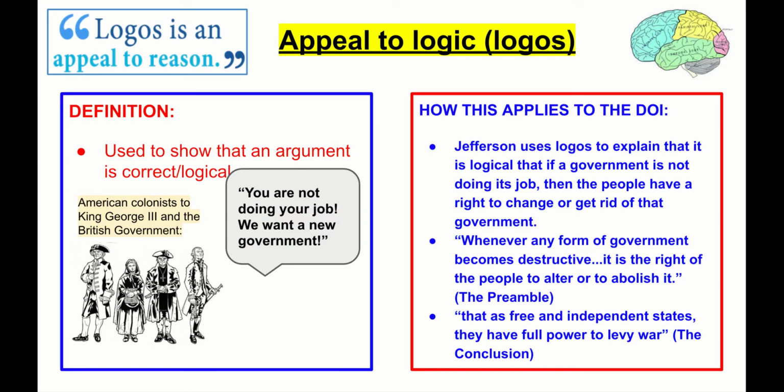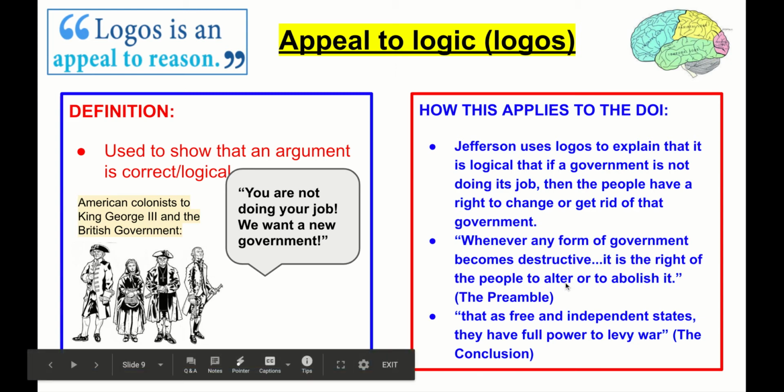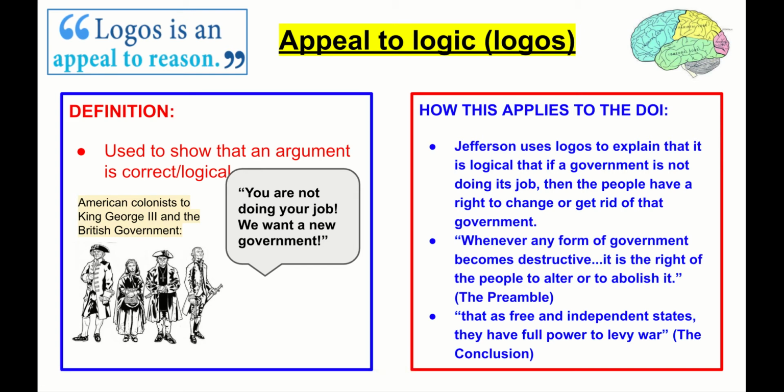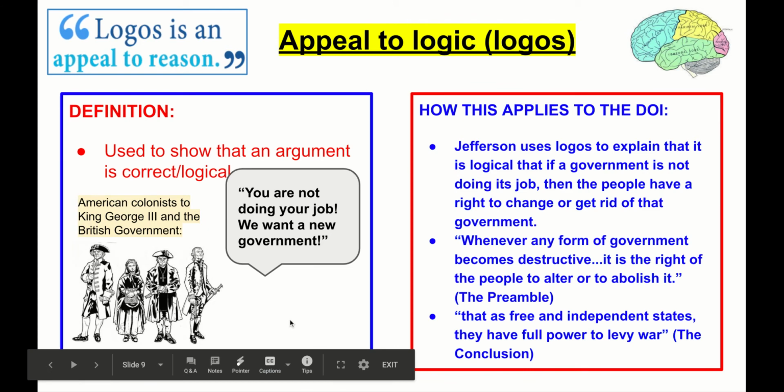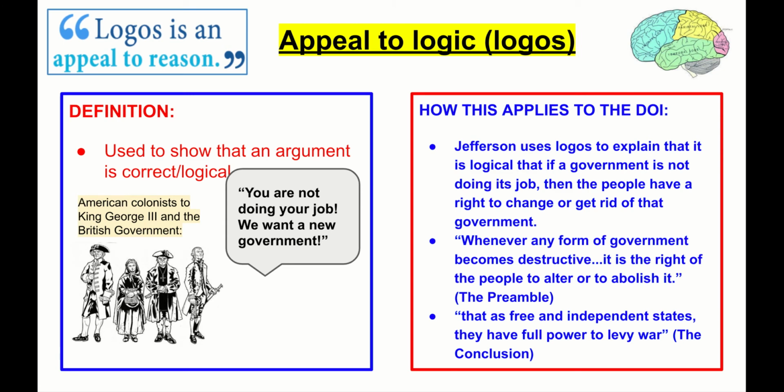Next, we have appeal to logic, or logos. Definition: used to show that an argument is correct or logical. How this applies to the Declaration of Independence: Jefferson uses logos to explain that it is logical that if a government is not doing its job, then the people have a right to change or get rid of that government. Here's a quote from the preamble: whenever any form of government becomes destructive, it is the right of the people to alter or abolish it. And another quote from the conclusion: that as free and independent states, they have full power to levy war. And here we have a visual of the American colonists saying to King George III and the British government, you are not doing your job, we want a new government.